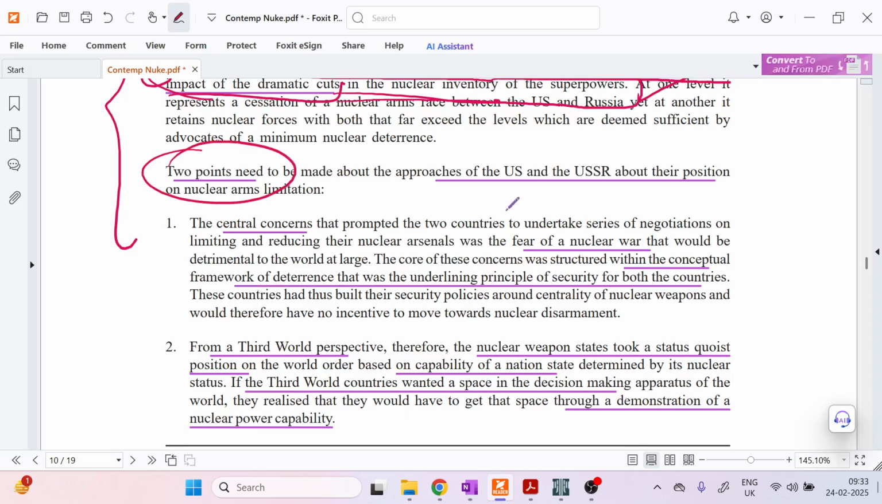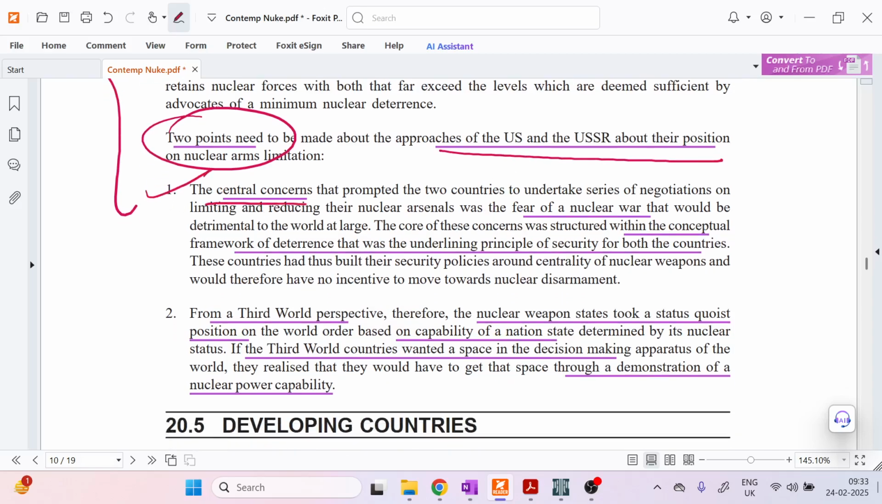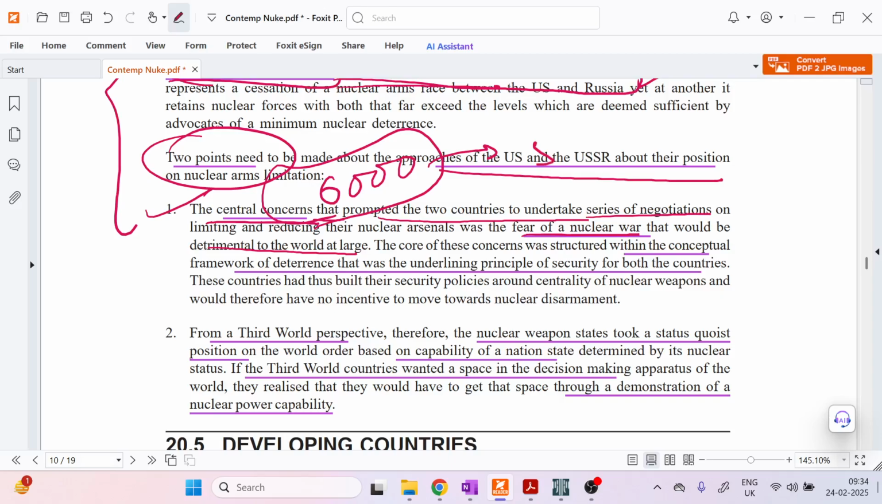Now, two points need to be made about the approaches of the US and USSR about their position. First, the central concern that prompted the two countries to undertake a series of negotiations was the fear of nuclear war that would be detrimental to the world at large. Because at the peak of the nuclear race between them, both of them held 6,000 nuclear weapons each. And even in contemporary times, both of them hold around 5,000 nuclear weapons each.